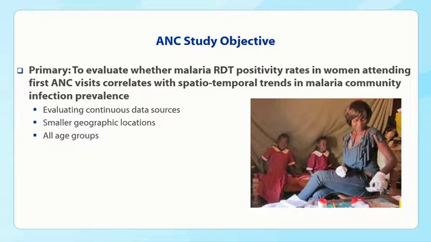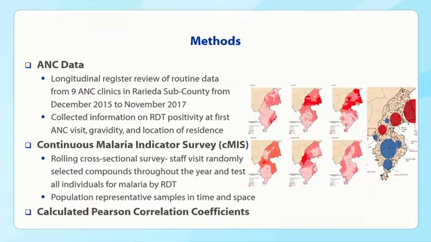So we did a longitudinal register review of routine data from 9 ANC clinics in Rarieta sub-county of Siaya County from December 2015 to November 2017, and we collected information on RDT positivity at first ANC visit, gravidity of the woman, and location of residence. And we compared this to community infection prevalence.